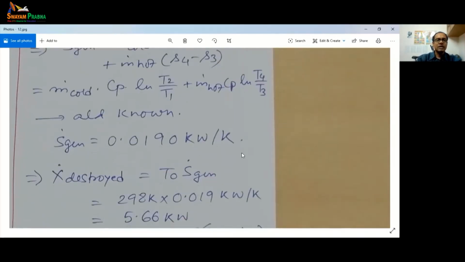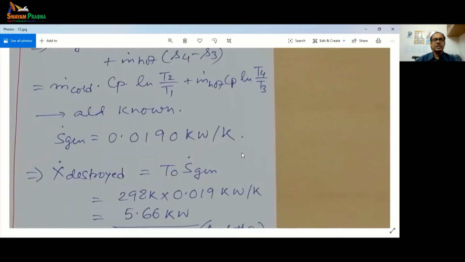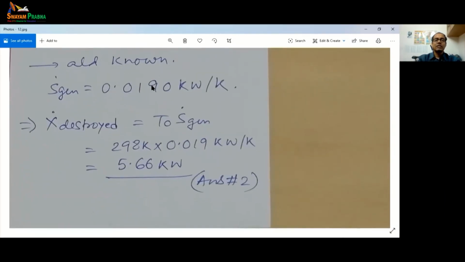Okay, now once we know the rate of entropy generation, then the exergy destruction is easy to find, right? It is directly T naught multiplied by S dot generation. So T naught, what you need to pay attention to, is that this T naught is neither the temperature of the hot water stream nor the cold water stream. It is the temperature of the surroundings.